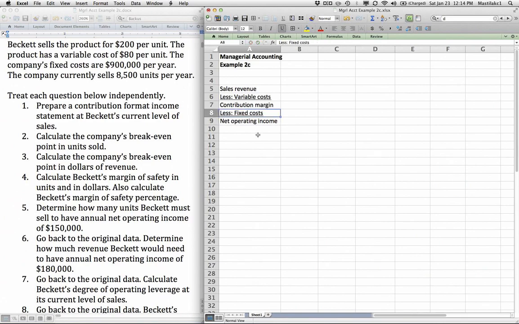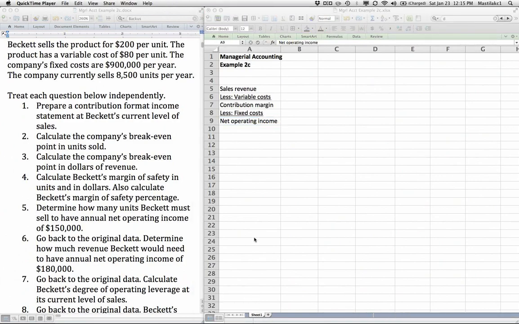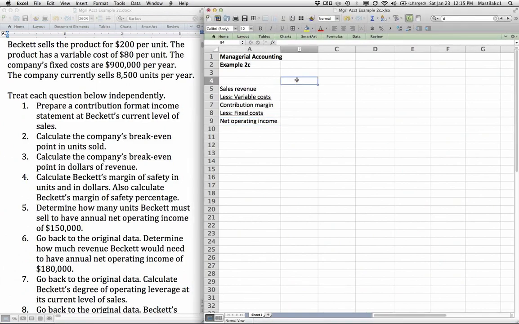And then our second set of costs is our fixed cost, and after we subtract our fixed costs from contribution margin, we have net operating income. So that's the format, or those are the rows or the lines of a contribution format income statement. Our columns, I find it helpful, and I would recommend as you're learning this, to do this for all of the problems that you're working with, just so you have all the data you have available. I'd recommend using these columns.